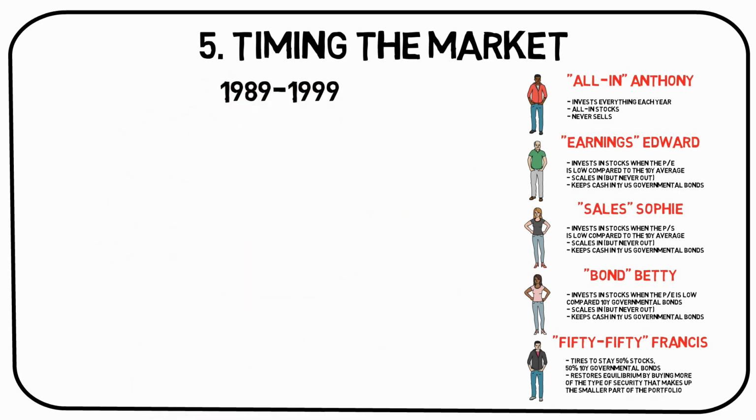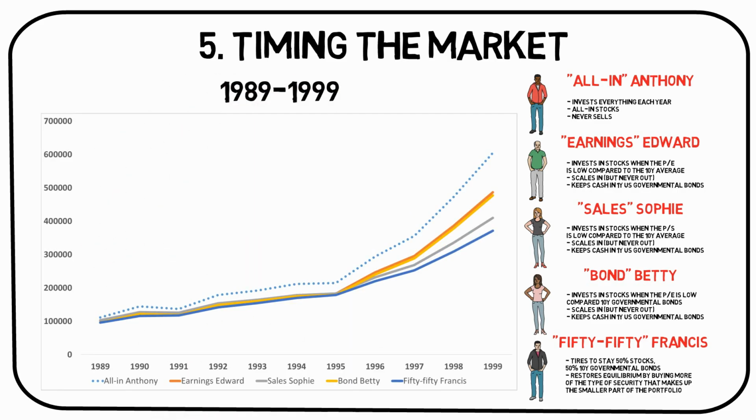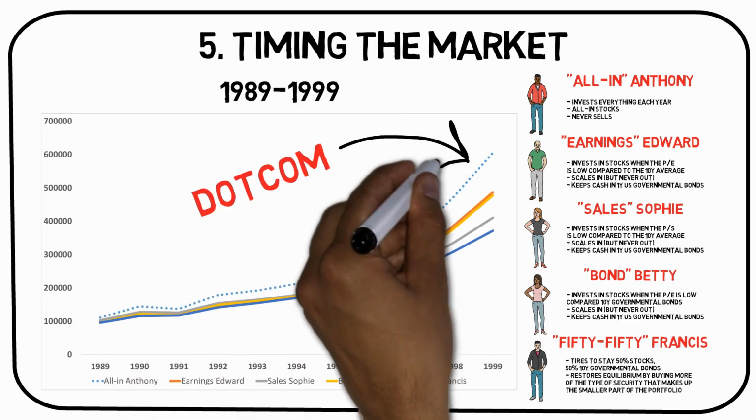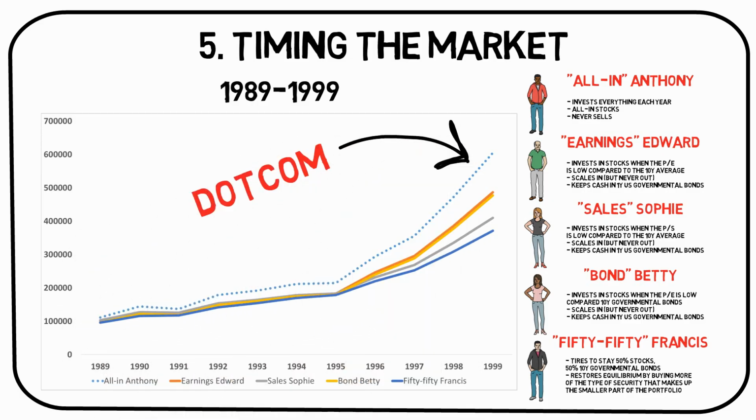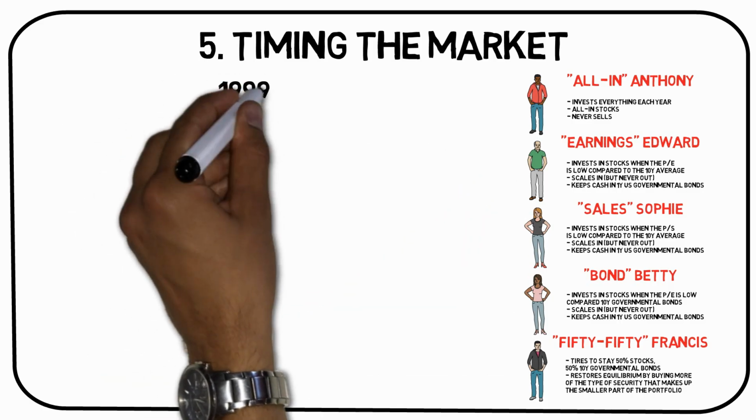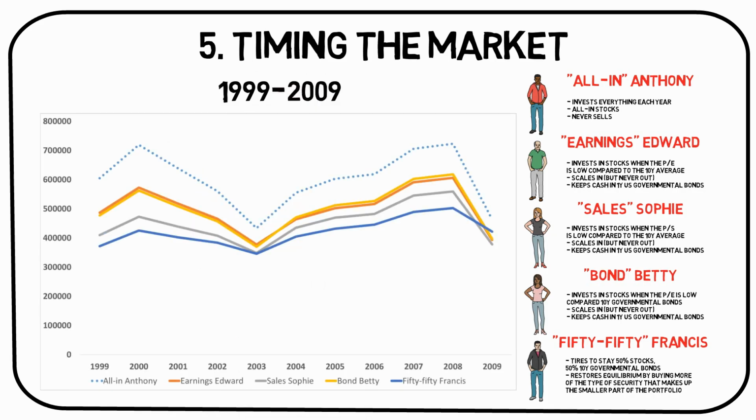1989 to 1999. At the end of this decade, we're in full dot-com bull market mode. And it doesn't come as a surprise, really, that All-in Anthony is starting to create a gap between himself and the others. But can he sustain it? 1999 to 2009. To speak of these prices as representing investment values, or the appraisal of investors, is to do violence either to the English language or to common sense. Or both. Yep, this was the end of the dot-com bubble.